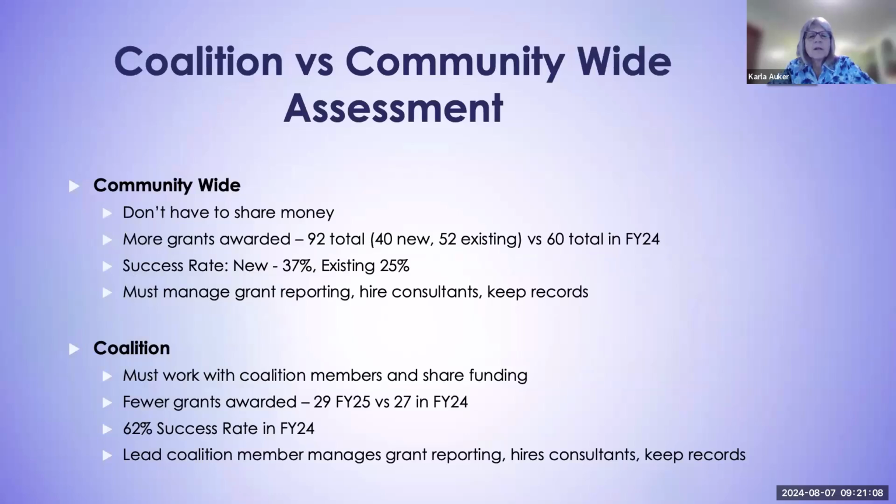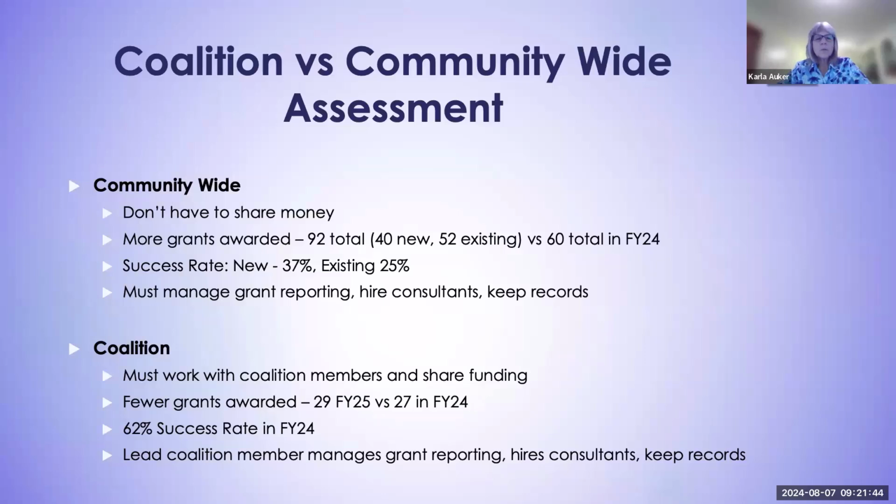So I talked a little bit about coalition grants versus community-wide assessment grants, and about how we're really kind of pushing or highly funding the coalition assessment grants, but you don't really know which one's best for you. And here are some things to consider if you're debating whether you want a coalition or a community-wide assessment grant. So there's pros and cons. Community-wide assessment grant, you don't have to share the money. You've got total control of that money. You have to identify a target area. You spend your money mostly in that target area, but you can spend it and do assessments outside that target area.